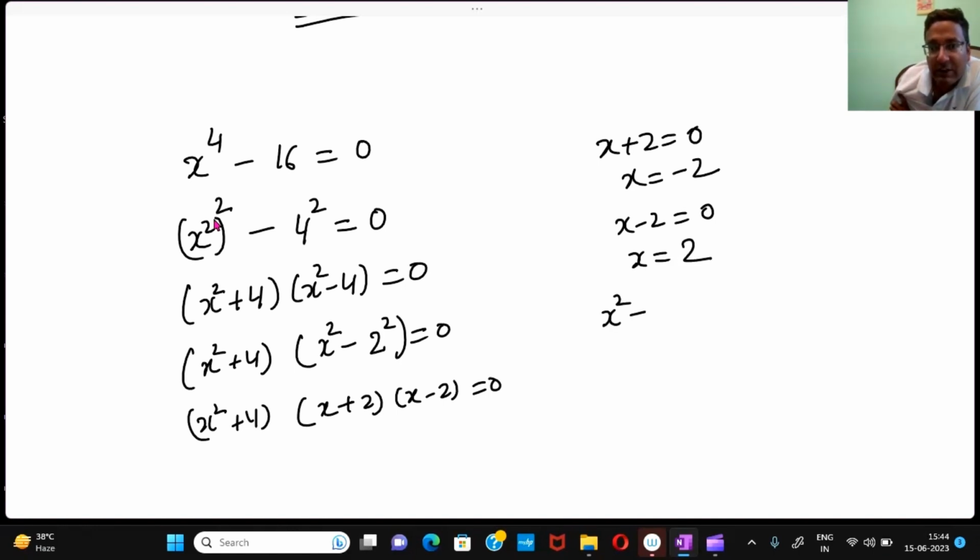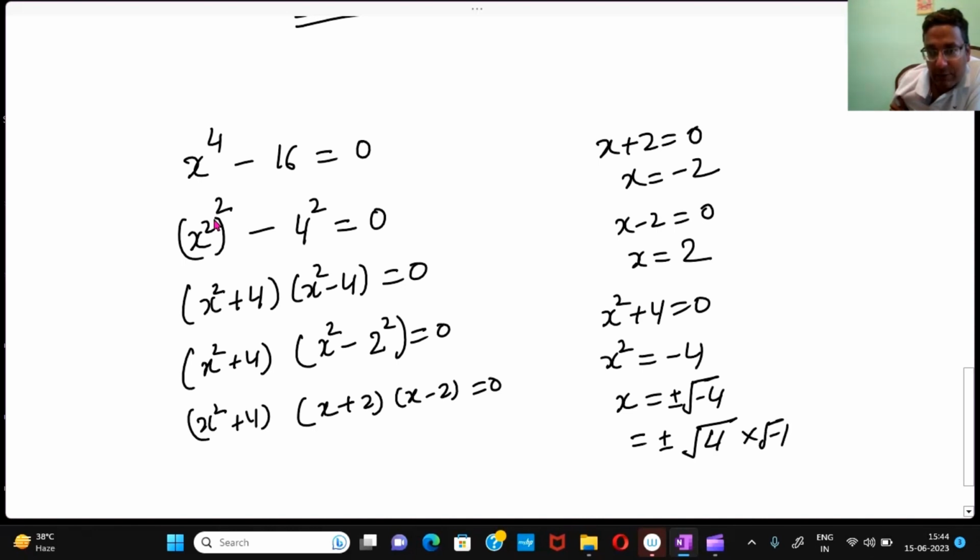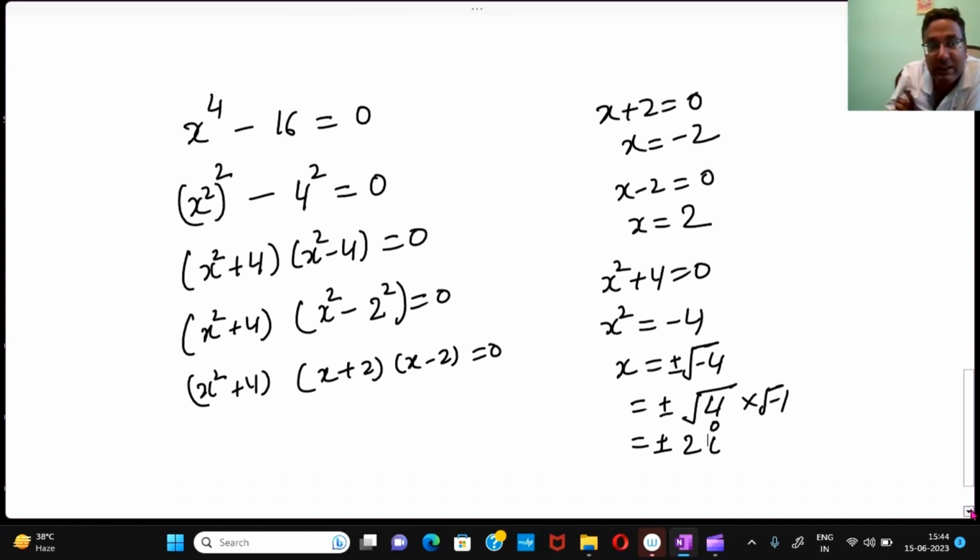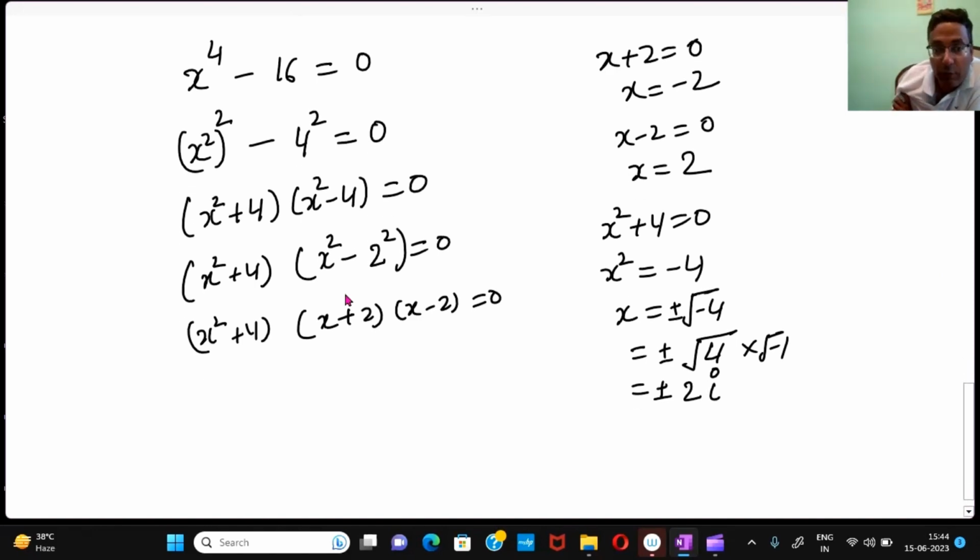And the third one is, if x square plus 4 equal to 0, we can write x square equal to minus 4 and x equal to plus minus root of minus 4, and you know that we can write root of minus 4 as root 4 into root of minus 1, and root 4 is 2 and root of minus 1 we know is iota. So there are four values because it is x raised to power 4 minus 16. So the four values of x will be: first value is 2, second is minus 2, and third and fourth are 2 iota and minus 2 iota.